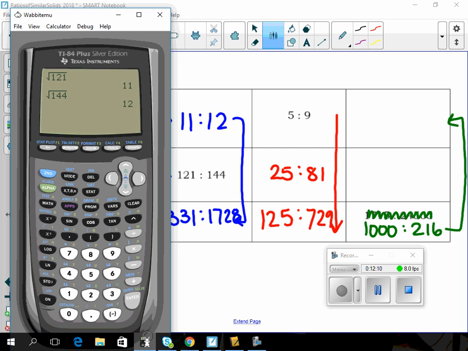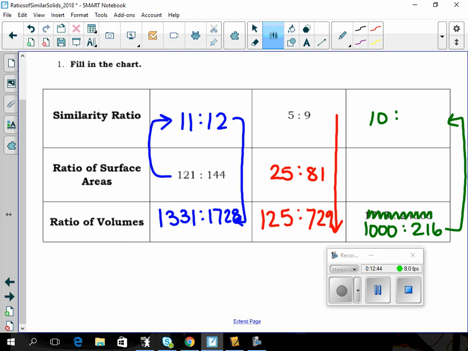Where is the cube root key on the calculator? Under math. Very good. So when you hit math and you look at option 4 is the cube root. Okay? And I'm going to plug in 1,000. And you should get 10. I'm also going to cube root 216. Again, math. Option 4, 216. And you should get 6. So the ratio here is 10 to 6.